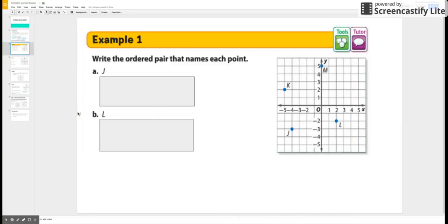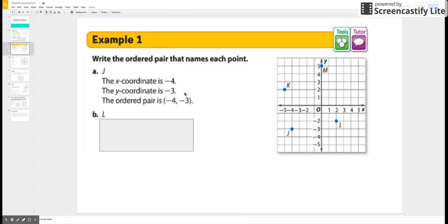So here's our first example. Write the ordered pair that names each point. So point J is over here. We start at 0. We go across first because that's where the x-coordinate tells us to go. So here we go 1, 2, 3, 4. We went across 4 spaces to the left, which makes it -4. And then we go 1, 2, 3 spaces down, which makes it -3. So our ordered pair ends up being -4, -3.